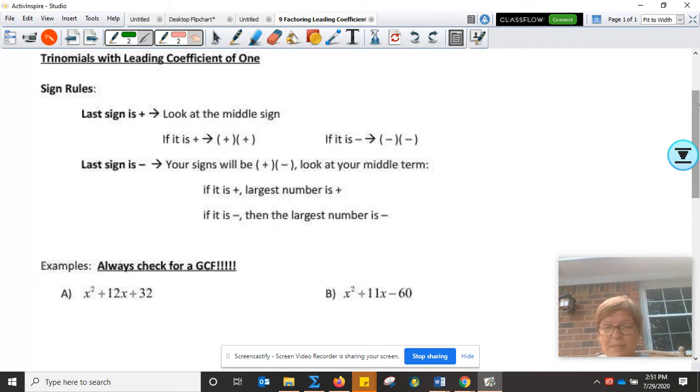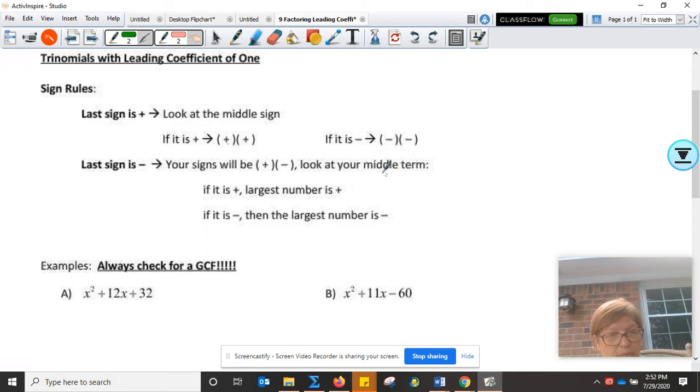Okay. If the last sign is positive, look at your middle term sign. If it's positive, then both your signs in parentheses are positive. If it's negative, then both your signs will be negative. Okay? If your last sign is negative, your signs will be opposites, one positive and one negative.